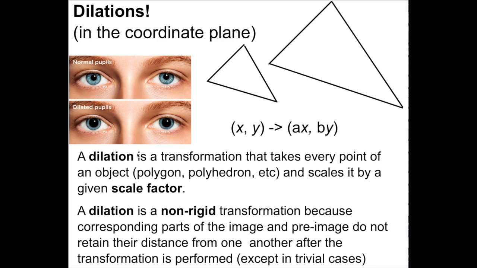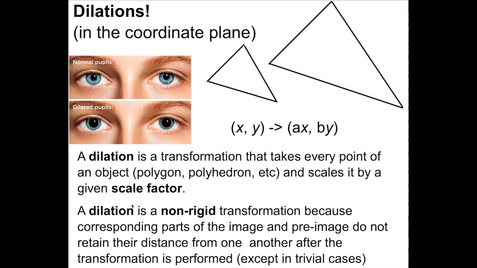And so we define dilation as a transformation that takes each point of an object, whether that be a polygon, a multi-sided shape, or a polyhedron, a multi-faced shape, and scales that point by a given scale factor. So it's all stretched by a set fixed number called the scale factor, okay?